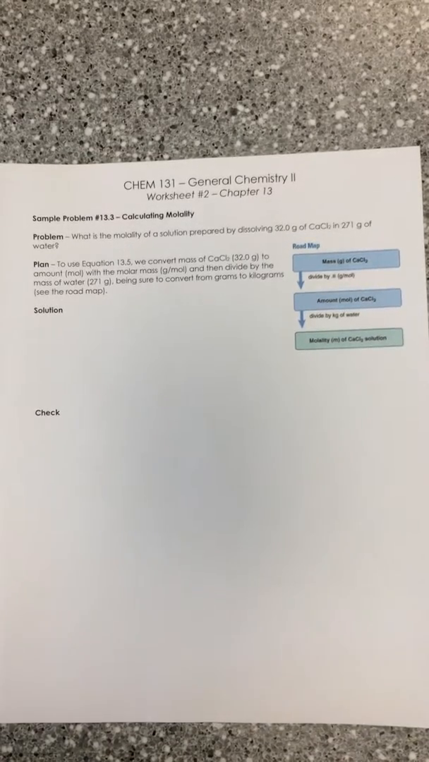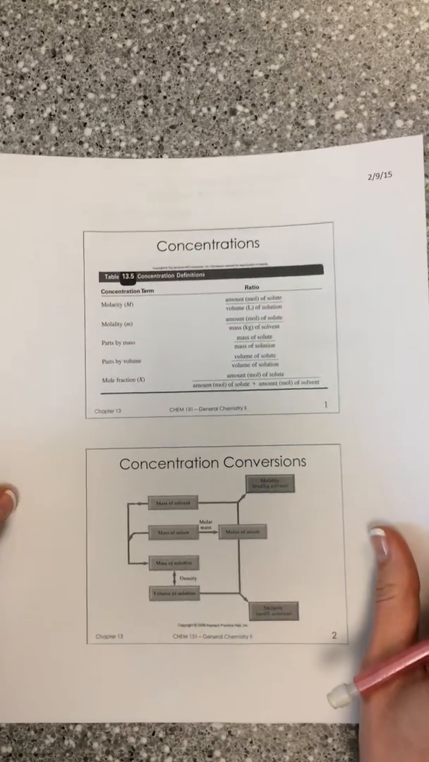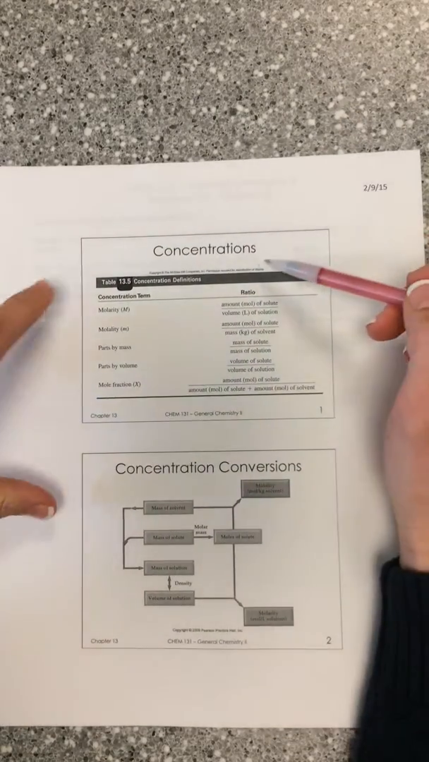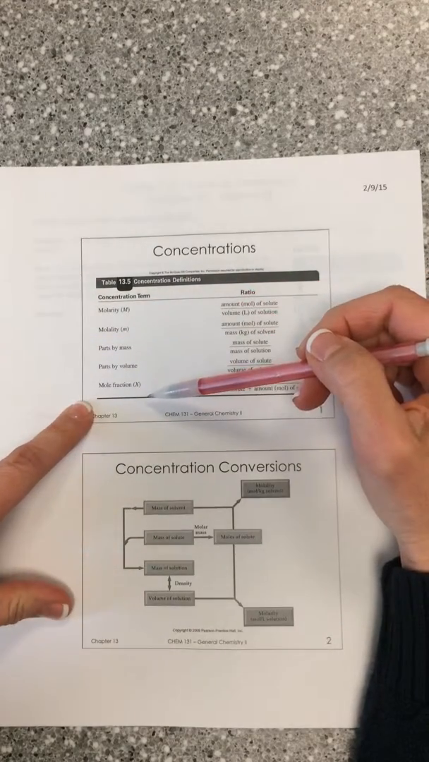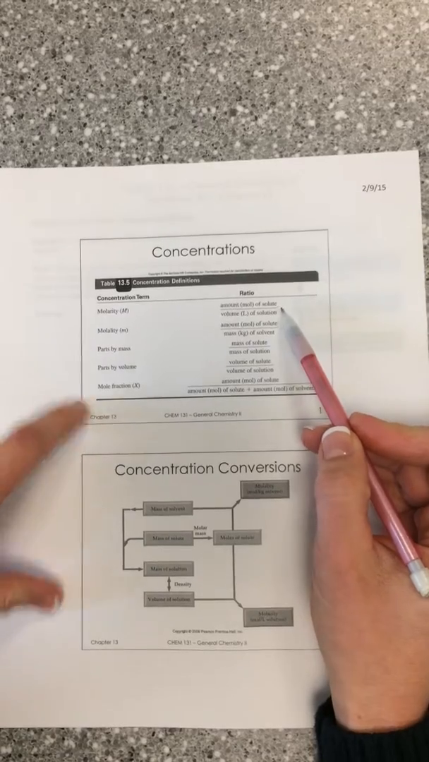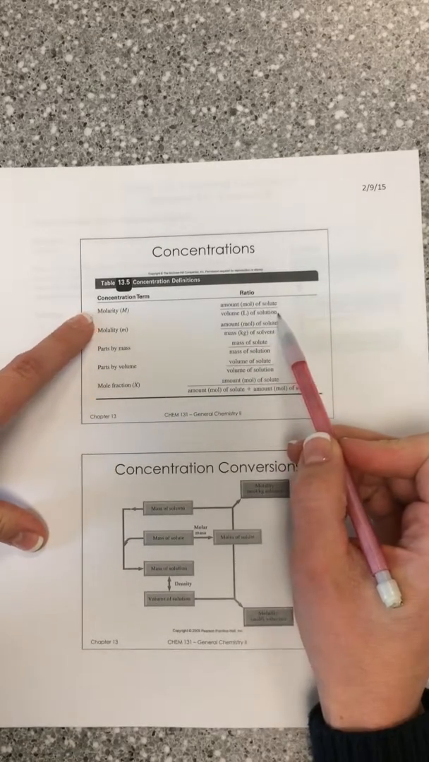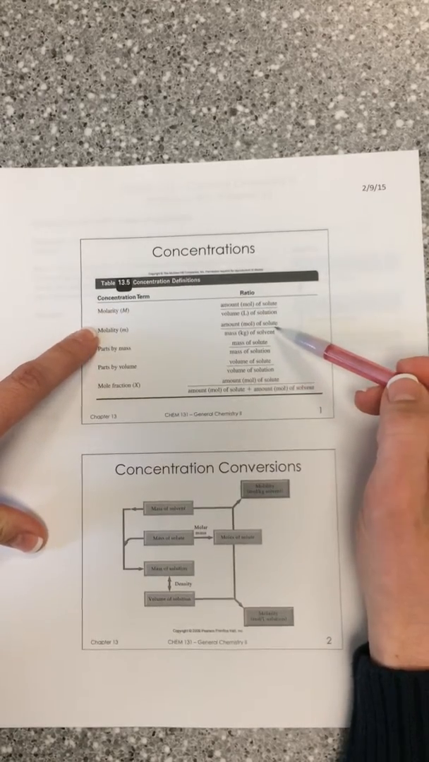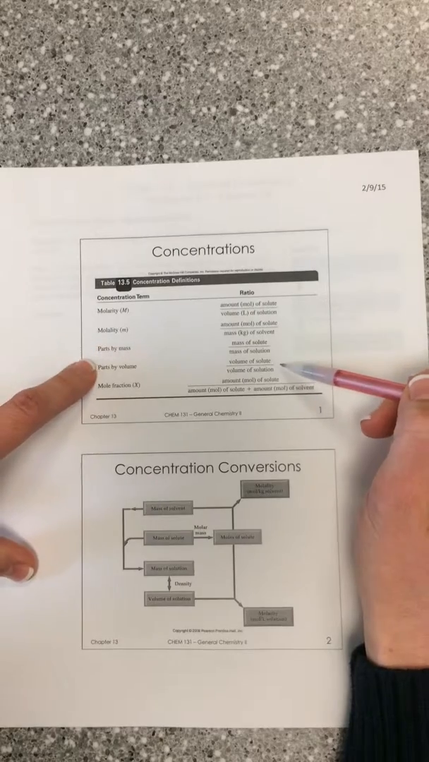Okay, sample problems 13.3, 13.4, and 13.5 all deal with a variety of different ways to calculate concentrations. And a sheet that we had in class today, table 13.5, kind of goes through the different ways that we can calculate concentration. Molarity is one that you've seen before, and that's again the moles of solute per liter of solution.